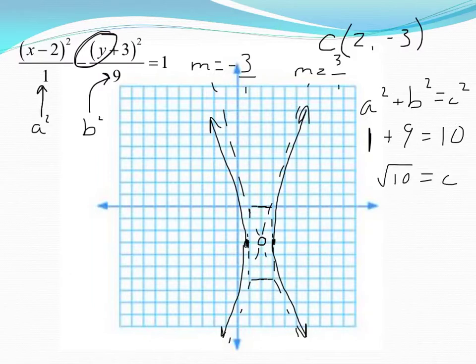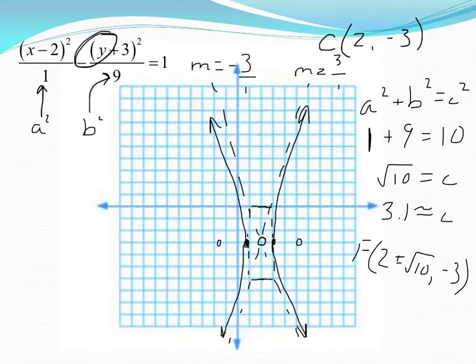The square root of 10 is going to be equal to c. That's roughly 3.1 units. And so our focal points are going to be to the right and left of center, about 3.1 units. So right about here and here are our two focal points. And the coordinates of those two focal points are going to be 2 plus or minus the square root of 10, and then the y value of negative 3.